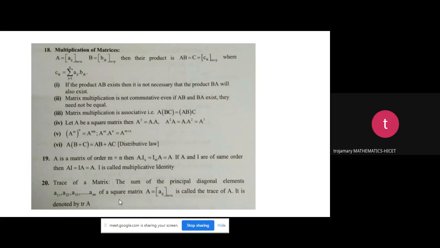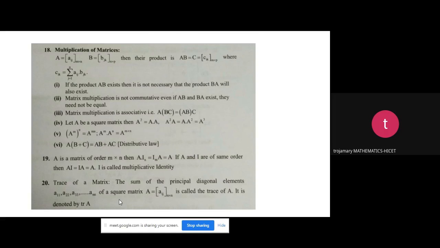Then multiplication of two matrices. So we know how to multiply the matrices A and B, considering first row, first column, then first row, second column, like that. So if the product AB exists, then it is not necessary that the product BA will also exist. Is it clear? We can multiply two matrices only if the number of columns in the first matrix and the number of rows in the second matrix are equal. So if the product AB exists, it is not necessary that BA also exists.